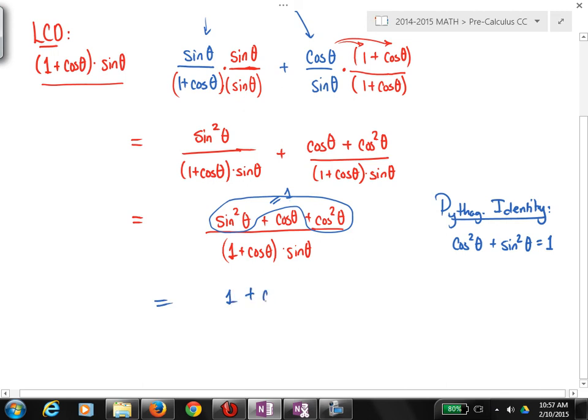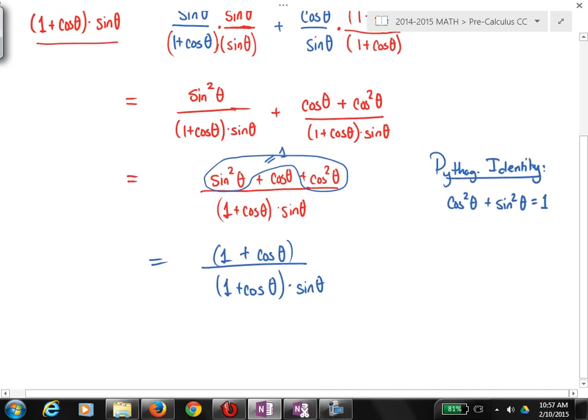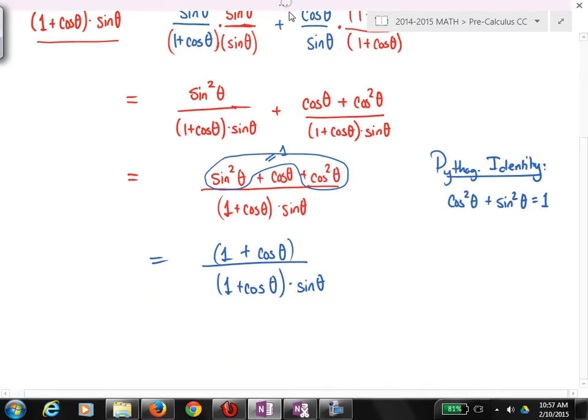I still have that plus cosine of theta, and on the denominator I have this right here times sine of theta. And now you should also notice that these are going to cancel each other out. 1 plus cosine of theta, and I'll be left with, still I have 1 on the numerator over sine of theta, and this is equivalent to cosecant theta.